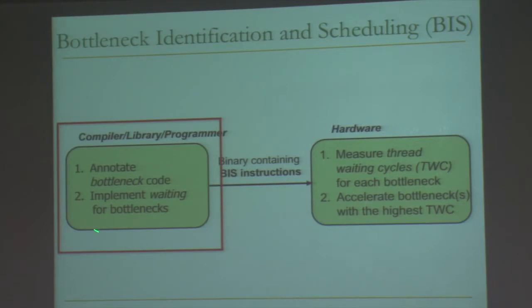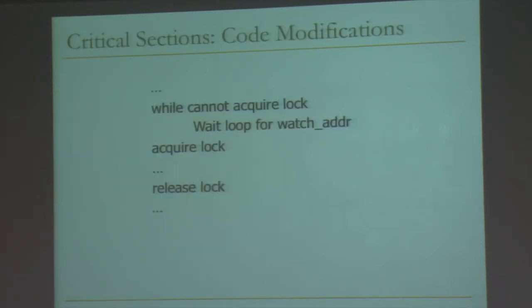First, you need to somehow annotate these bottleneck codes. If the programmer is programming with libraries, again, this is easy. But if the programmer is not programming with libraries, that may be hard. So this is one example of a critical section. I'll cover the critical sections in a little bit more detail, because otherwise we'll run out of time. Well, we do have time still.